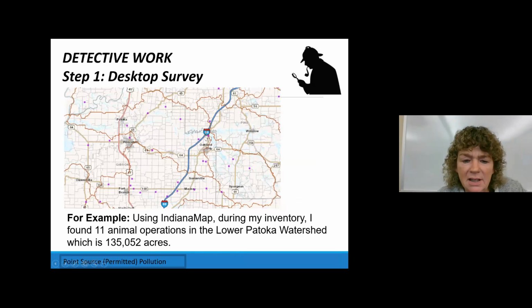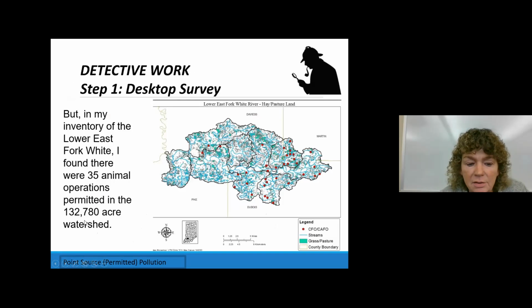And then using Indiana Maps in the Lower Patoka watershed, which is this little weird-shaped thing right here, I was able to pull up where I had animal operations, confined feeding animal operations, and these dots represented those. I could see that there were 11 spread out throughout the watershed in 135,000 acres. But in my next watershed, 132,000 acres, so a smaller watershed, they had 35 animal operations. Figuring this out, and where they're clustered, can help me as I'm looking at my data as well.